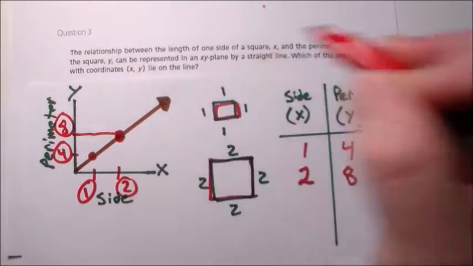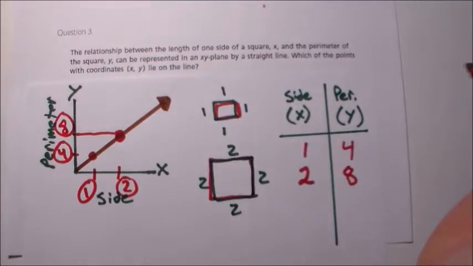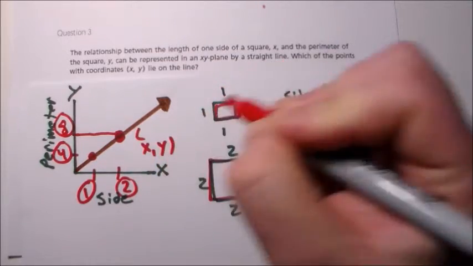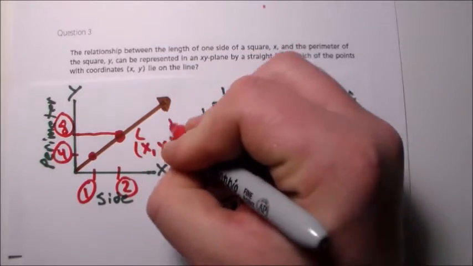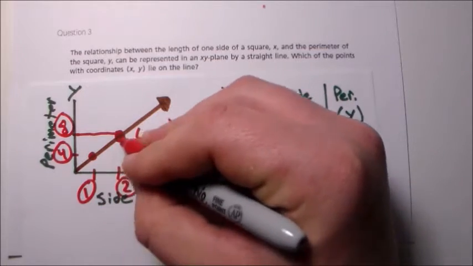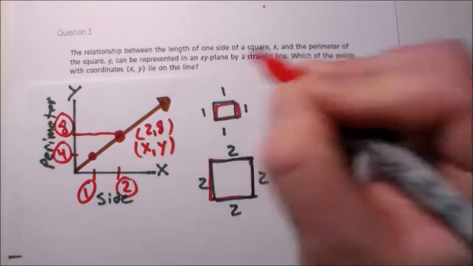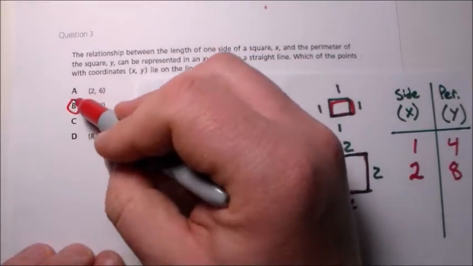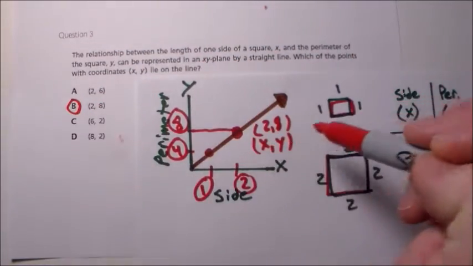What is this dot? What is that coordinate? That coordinate is in XY notation, right? Because we give coordinates in XY notation. That coordinate is x is 2 and y is 8. So that's your answer. X is 2, y is 8. Your coordinate of 2, 8 works.